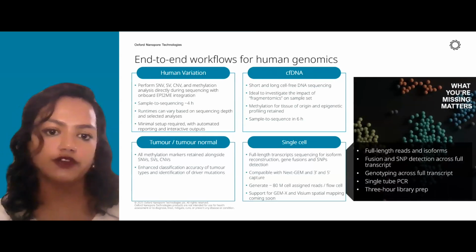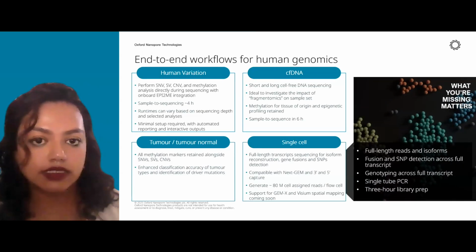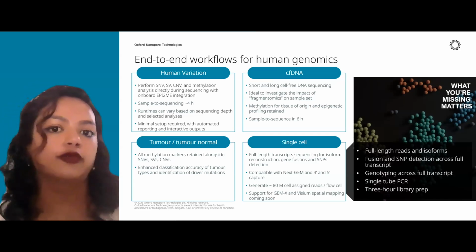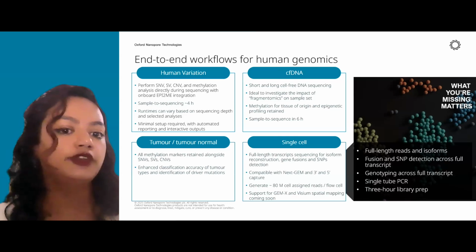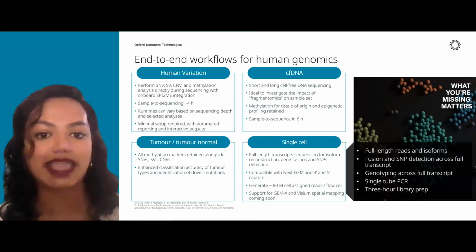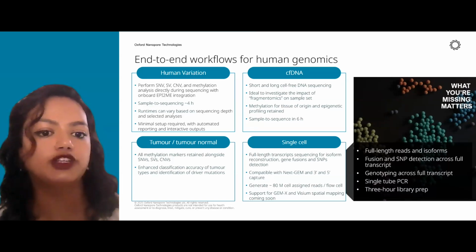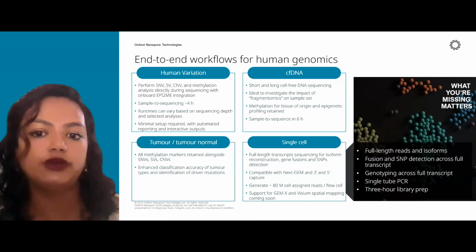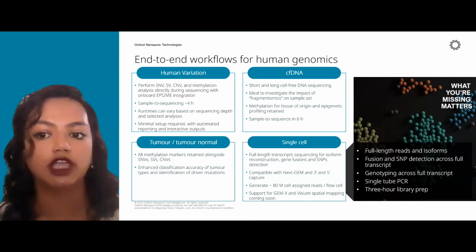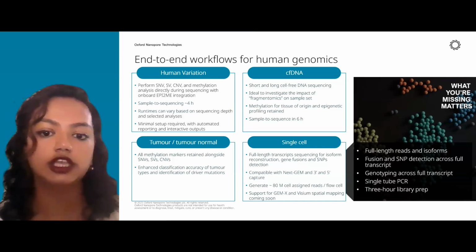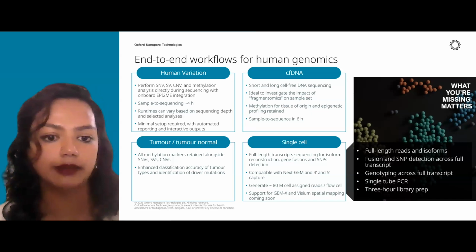These workflows make advanced analysis accessible and efficient even to those with limited bioinformatics expertise. Our human variation workflow can detect SNVs, SVs, CNVs, and methylation in a single analysis while retaining full epigenetic context. It's a powerful tool for capturing a complete view of genetic and epigenetic variation. Results are rapidly summarized with EPI2ME, providing clear reports and actionable data.